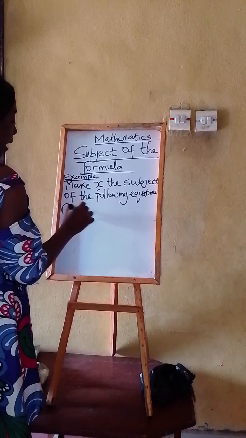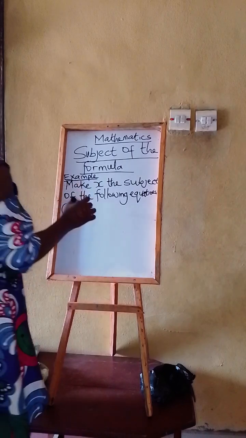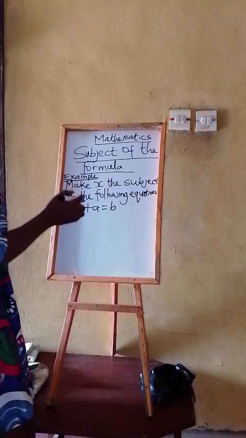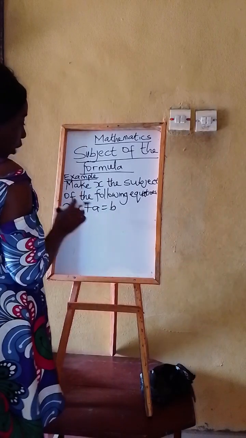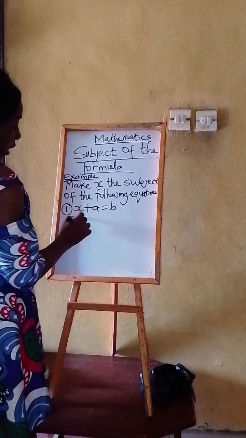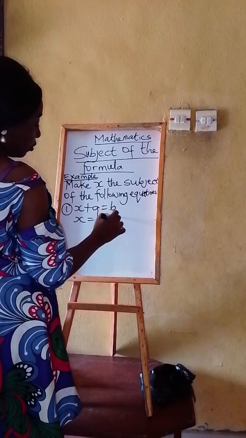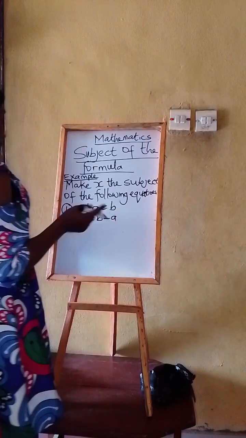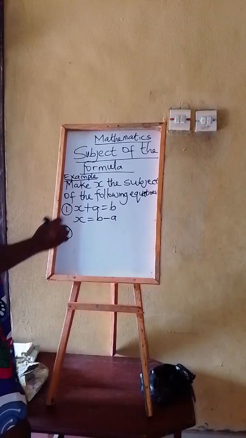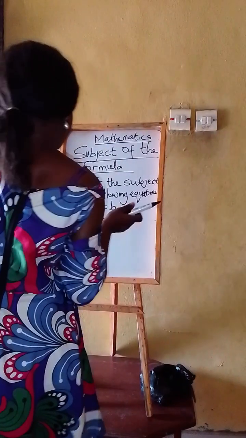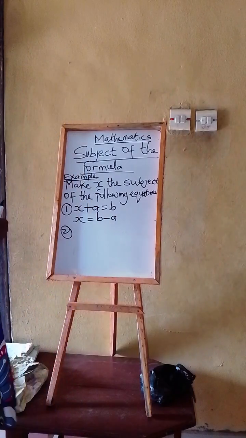We have x plus a equals b. So we have to make x the subject. So x equals b minus a. You just bring it to the other side. Whenever you are taking plus to the other side, it becomes negative.